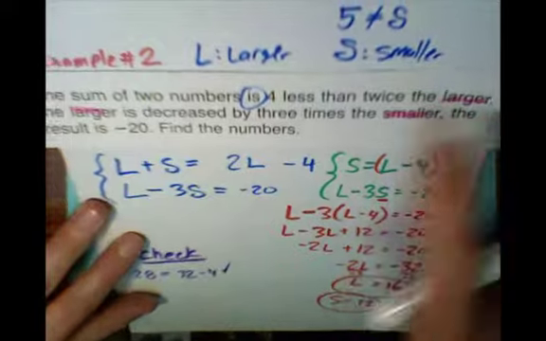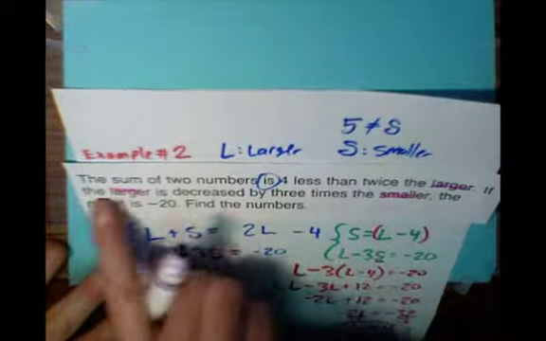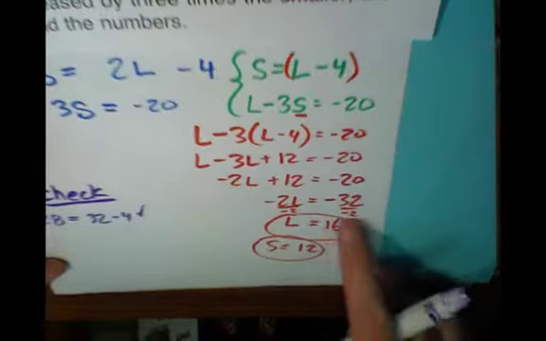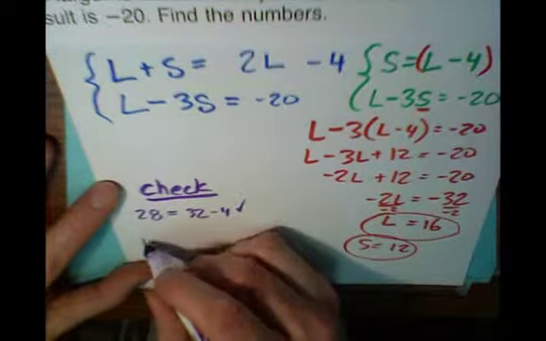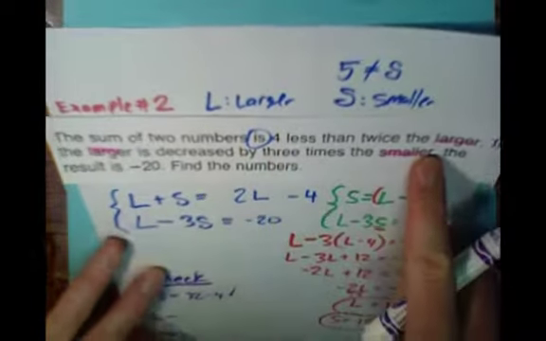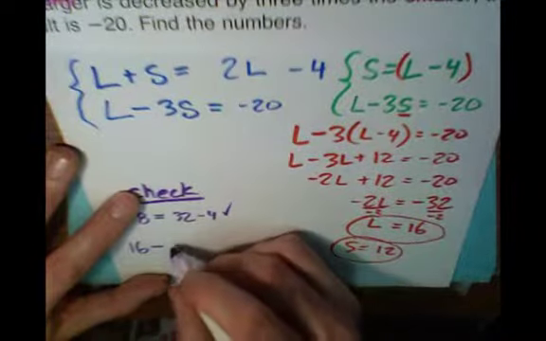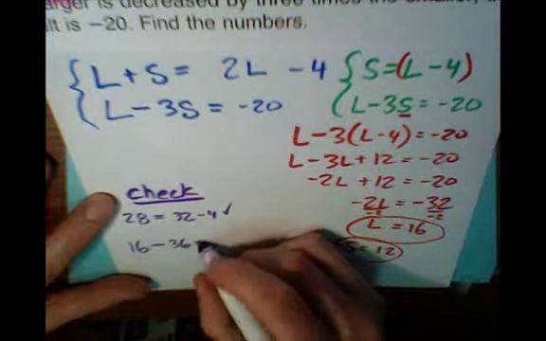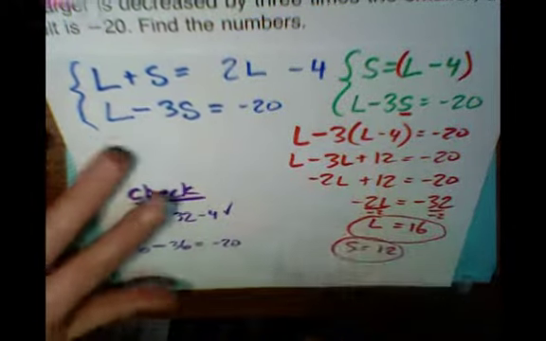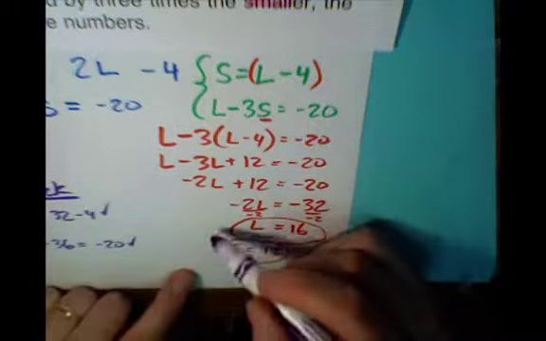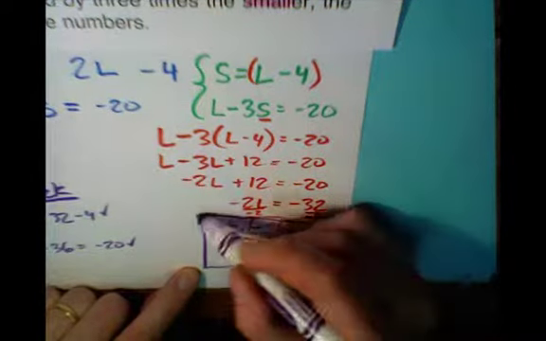And then it says if the larger is decreased by 3 times the smaller. So again, we're going to start with the larger. If the larger is decreased by 3 times the smaller, well, 3 times 12 is 36. And 16 minus 36 is a negative 20. The problem says if this happens, the result is negative 20. Check. So my final answer is correct.